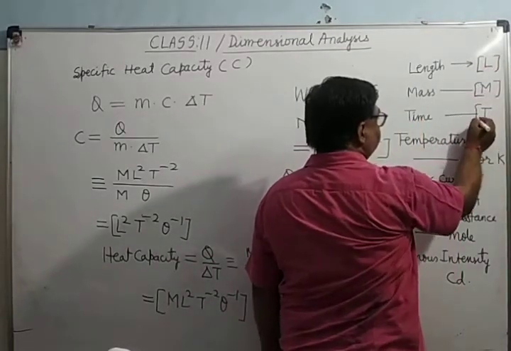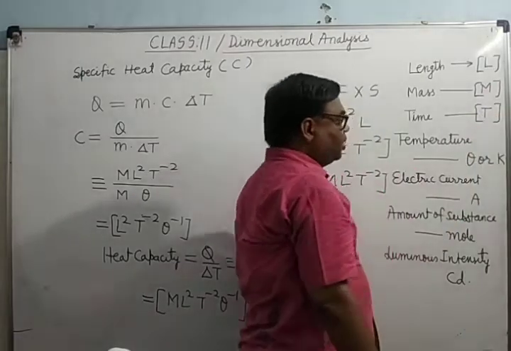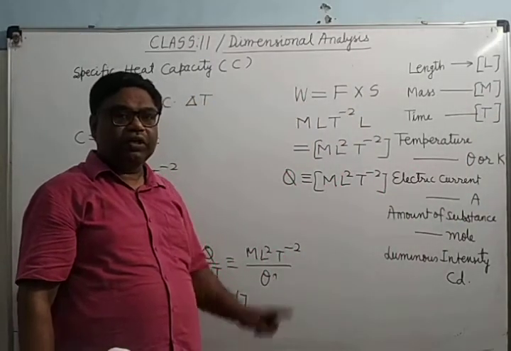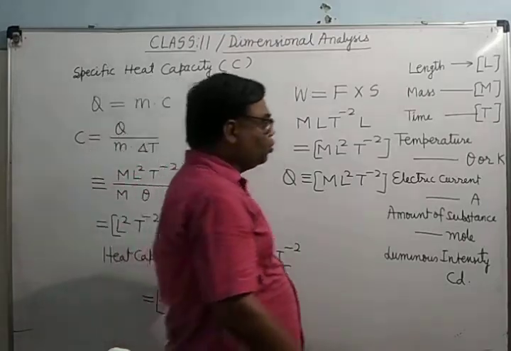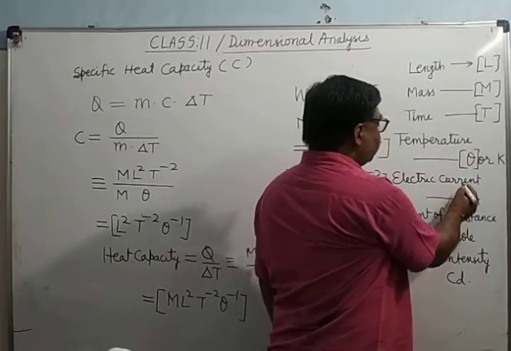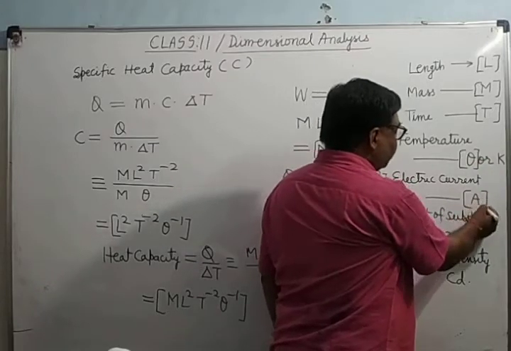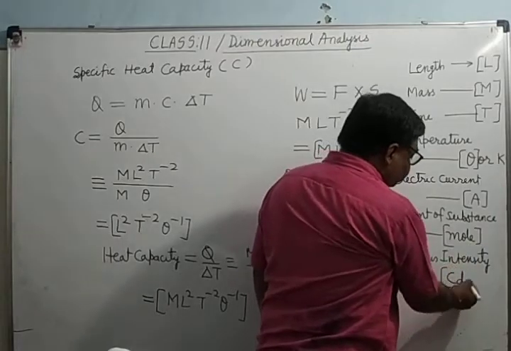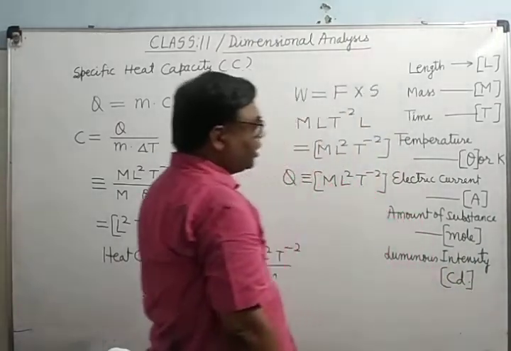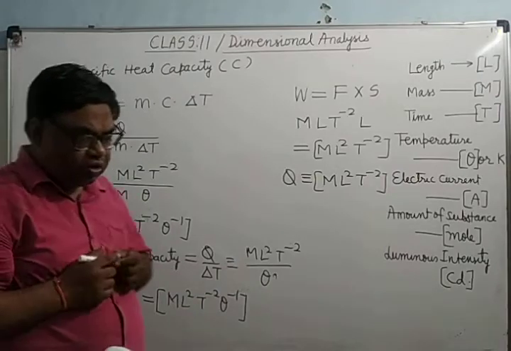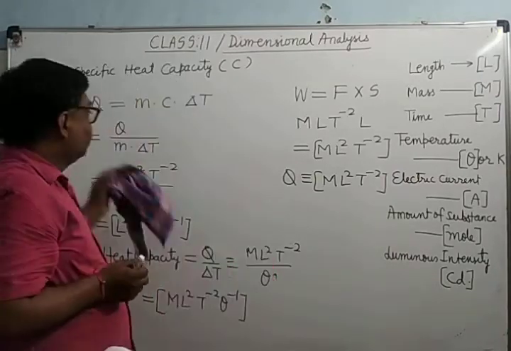What is the dimensional formula of temperature? It is theta. In case of the fundamental quantities, what is their dimensional formula, their unit symbol? Temperature is theta. Electric current is A. Amount of substance is mole. Luminous intensity is candela. It's clear? So that we will remember. Now you can see one more here.